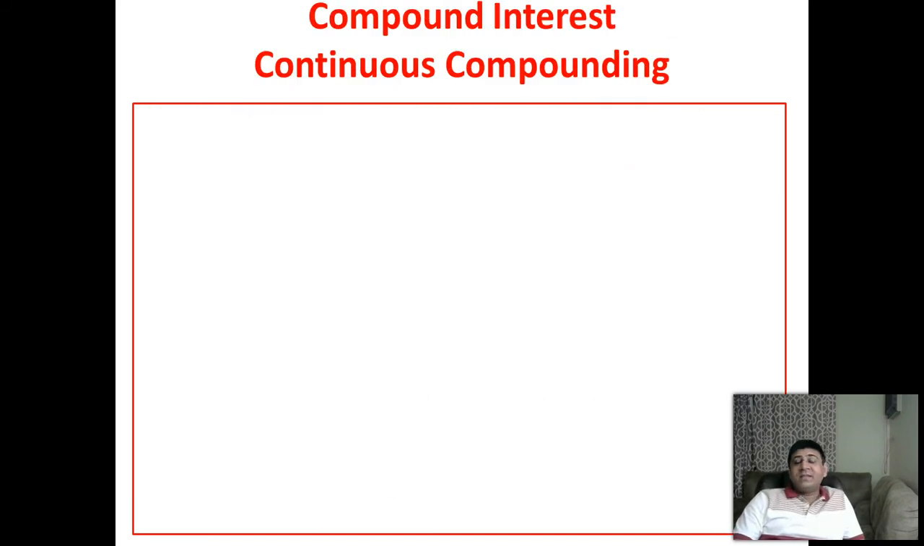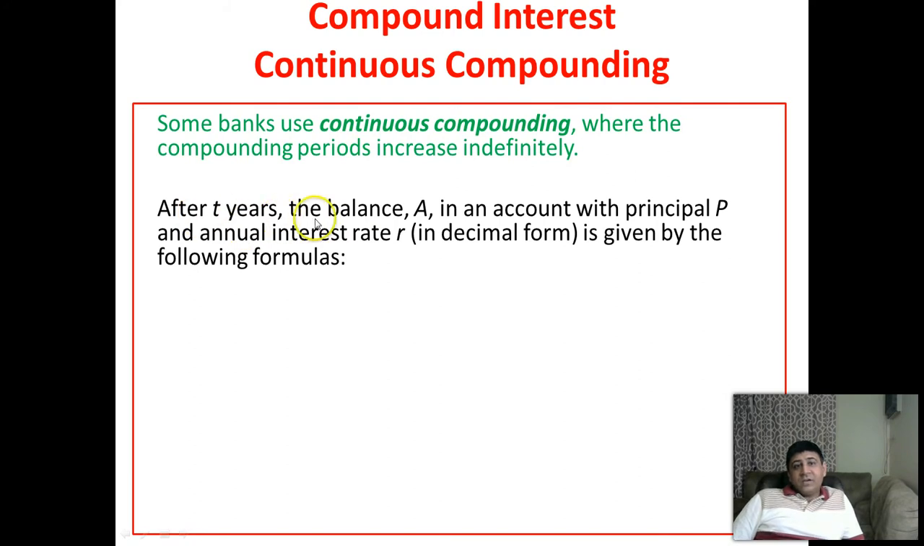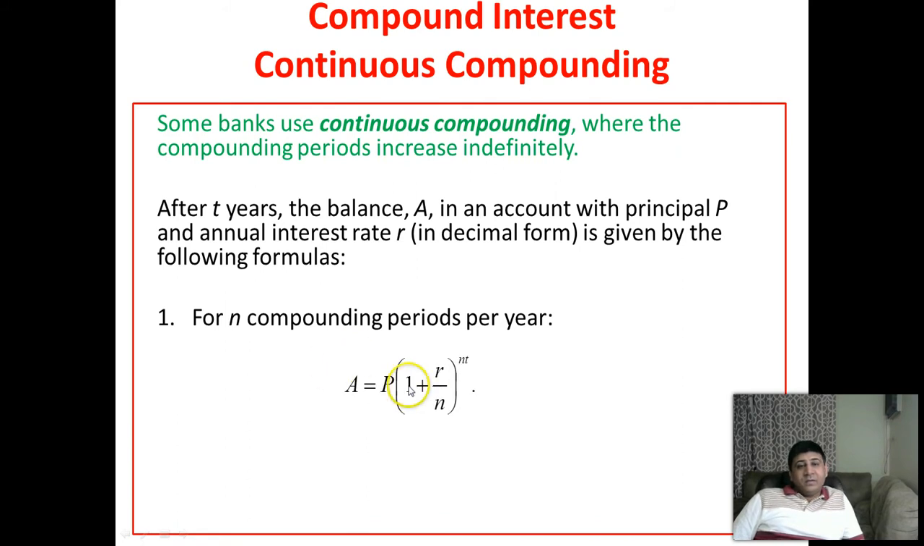Okay, now let's extend this formula one more time, and this time instead of having n compoundings, we'll talk about continuous compounding. Now some banks use continuous compounding, where the compounding period increases indefinitely. After t years, a balance A, the accumulated value, in an account with the principal P and annual interest rate r is given by the following formulas here. This is the formula for n compoundings a year. We already know that. We talked about this, we used it, we did an example with this formula.